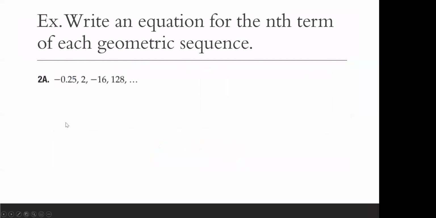Okay, so first you're going to be given a geometric series and then asked to write an equation for the nth term of each geometric series. Just as a reminder, the formula is a sub n is equal to a sub 1 times the ratio to the power of n minus 1. Remember, a sub 1 is the first term, so the first term is right here, negative 2500, times the common ratio.